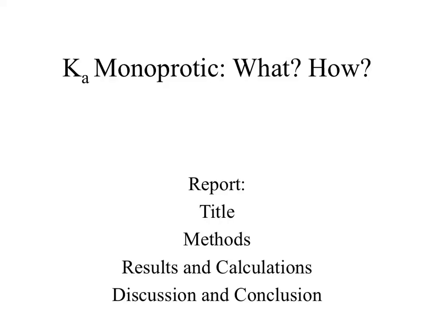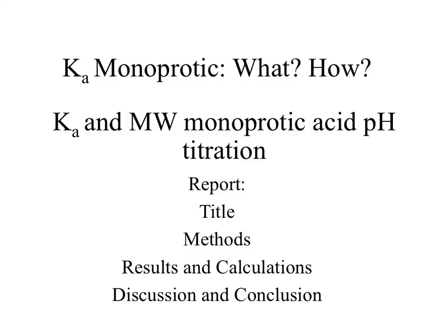Is there anything else that you're doing to determine it? You're doing a titration. Is there a particular special type of titration? We're doing a pH titration. So we're determining the Ka of a monoprotic acid through a pH titration. The other thing that you will end up doing, even though the lab procedure doesn't clearly explain that until the very end, is determine the molecular weight of your unknown acid as well. Okay? So I would expect all of those ideas to somehow show up in a pseudo-cohesive title.